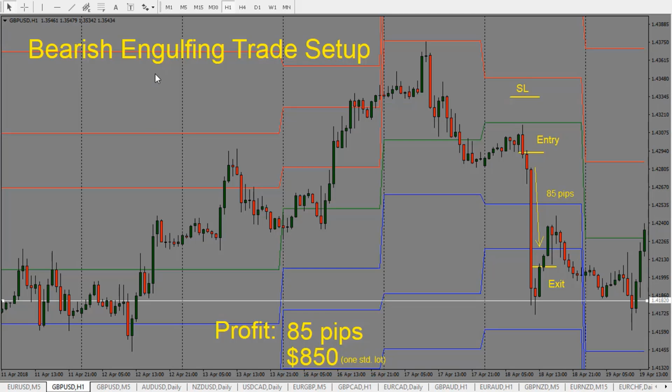Here we are looking at a bearish engulfing trade setup. This is the pound-dollar 1 hour chart. A bearish engulfing candle is a candle like this where it engulfs the previous price action. So as we can see here, this bearish candle, if we were to place it on top of the previous candles, it would just cover them fully. So that's our bearish engulfing candle.